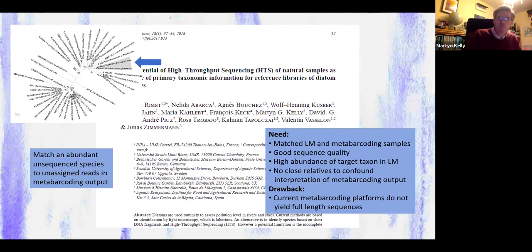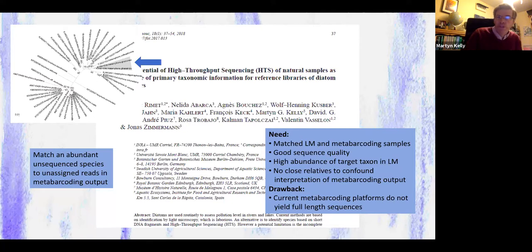That hasn't been a problem because in the early stages of development of methods, we've tended to try and equate light microscopy and metabarcoding. You need good sequence quality, you need a high abundance of the target taxon in the light microscope output, and also importantly, you need a sample where there's no close relatives that are going to confound interpretation. It'd be much more difficult if there were two Halamphora species, for example.